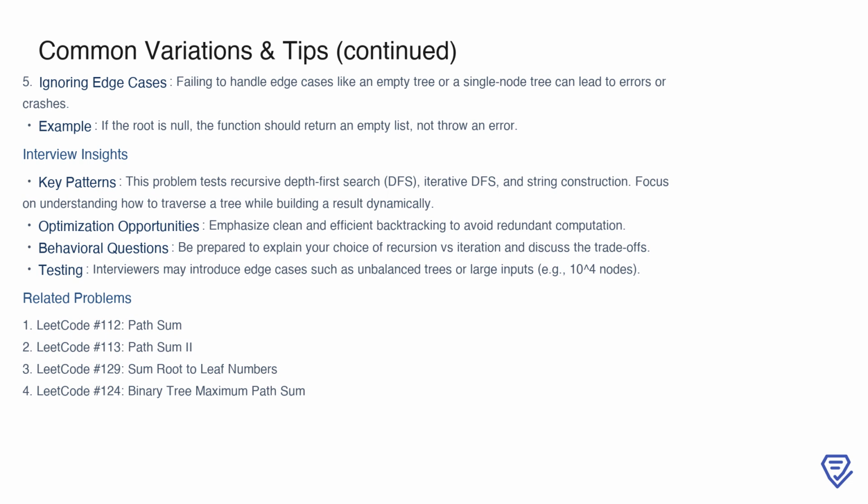During interviews, you might be asked why you chose recursion over iteration, or vice versa, so be ready to explain the trade-offs. For example, recursion is often simpler and more intuitive, but it can run into stack overflow issues for deep trees. Finally, interviewers may test your solution with edge cases like unbalanced trees or very large inputs, such as a tree with up to 10,000 nodes. Related problems like Path Sum II and Sum Root to Leaf Numbers share similar concepts, so practicing these can help you strengthen your understanding of tree traversal and path generation strategies.